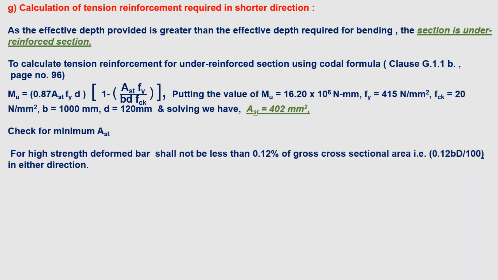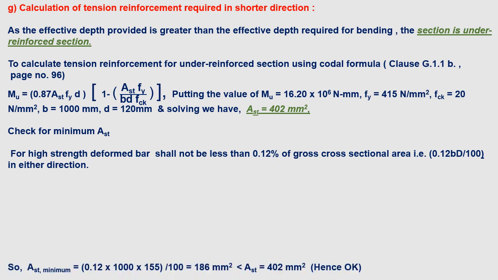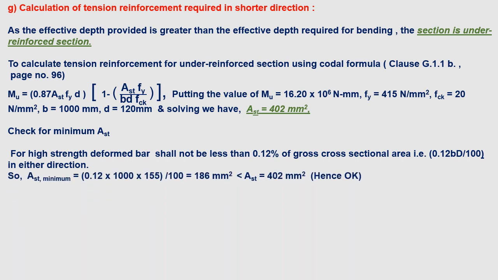As we know, for high strength deformed bar, the minimum Ast should not be less than the 0.12% of gross cross-sectional area. So here Ast minimum equal to 0.12 into 1000 into 155, that divided by 100, equal to 186 square millimeter, which is less than 402 square millimeter. Hence, okay.